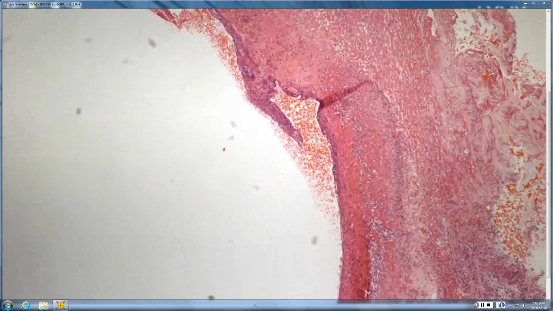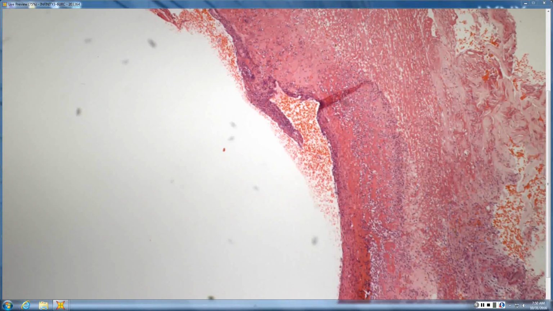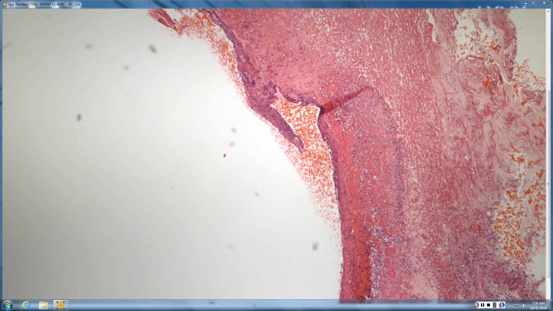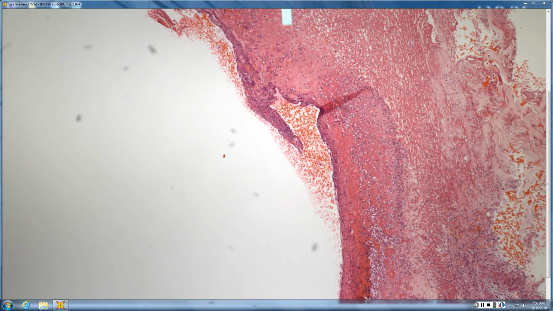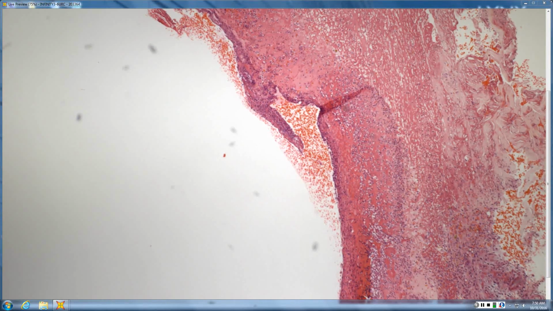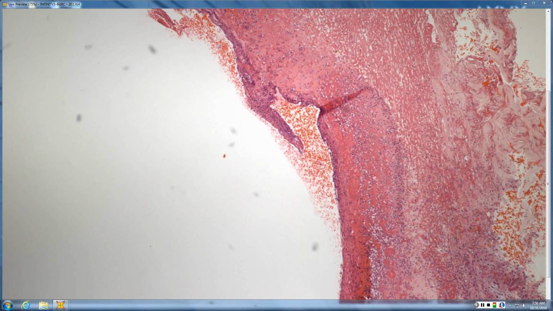Alright, so it looks like they have pretty extensive, almost like an ulceration there, maybe? Yeah, so you've got an ulcer, and then what's all this intensely staining stuff in the dermis? Fibrin. So we've got an ulcer and we've got fibrin. All sorts of things could cause an ulcer and fibrin.